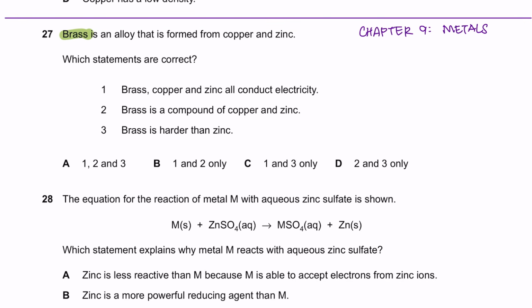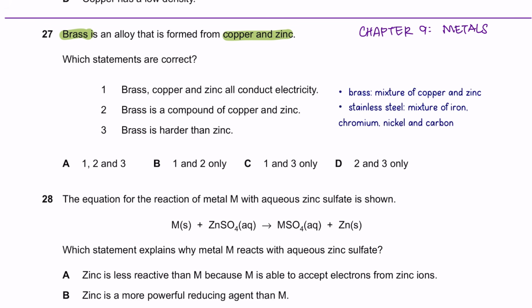Brass is an alloy that is formed from copper and zinc. Which statements are correct? In your syllabus, you need to know 2 examples of alloy. The first one is brass and the second is stainless steel. So, which statements are correct? Statement 1 mentions that brass, copper and zinc all conduct electricity.